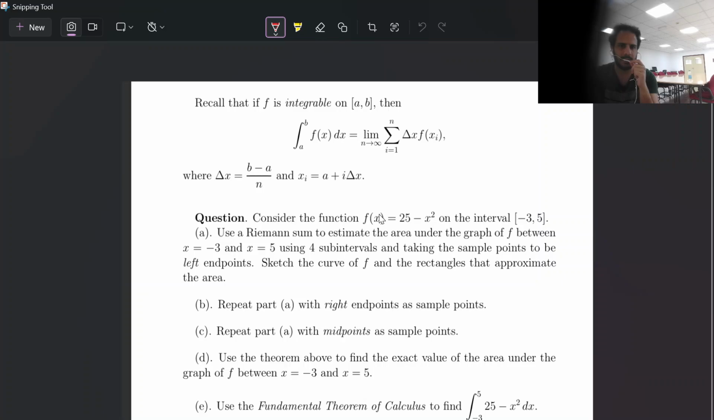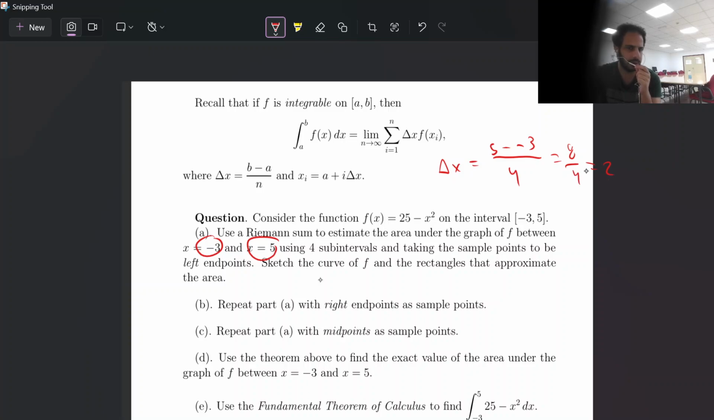Yes, let's start. So here you have 25 minus x squared from minus 3 to 5. Now you need to use this formula: delta x equals (b minus a) over n. What is b? b is 5. a is minus 3. So (5 minus (minus 3)) over n. What is n? n is the number of rectangles, so 4. How much is this? 5 plus 3 is 8. So 8 over 4, you get 2. Good? So this is delta x.